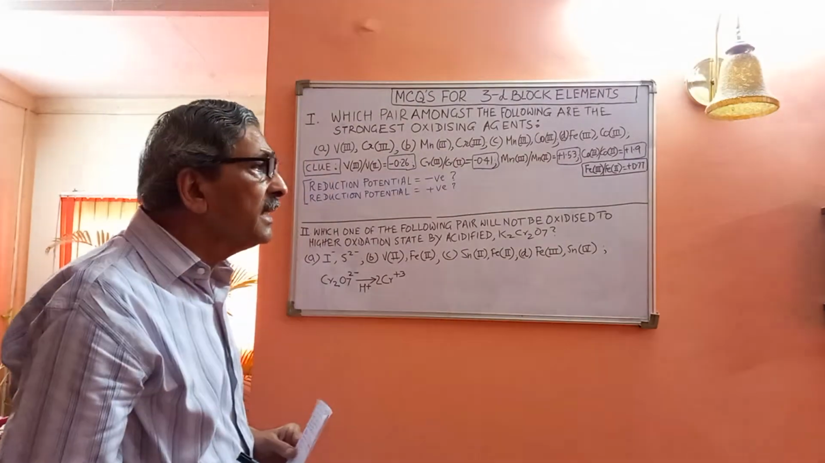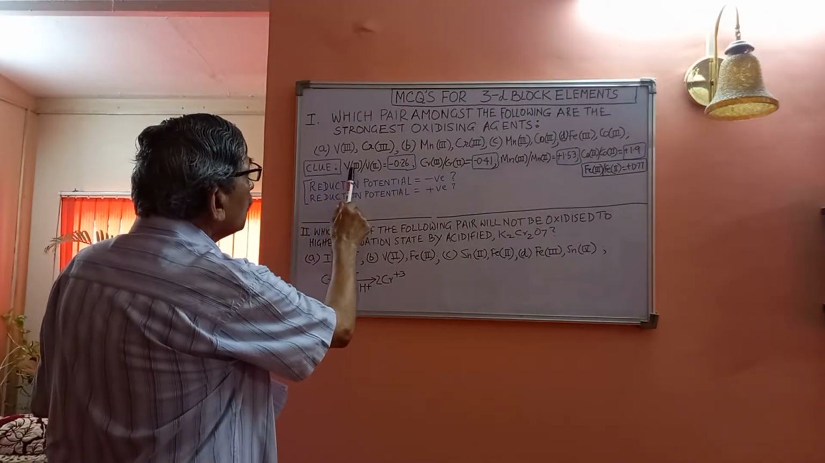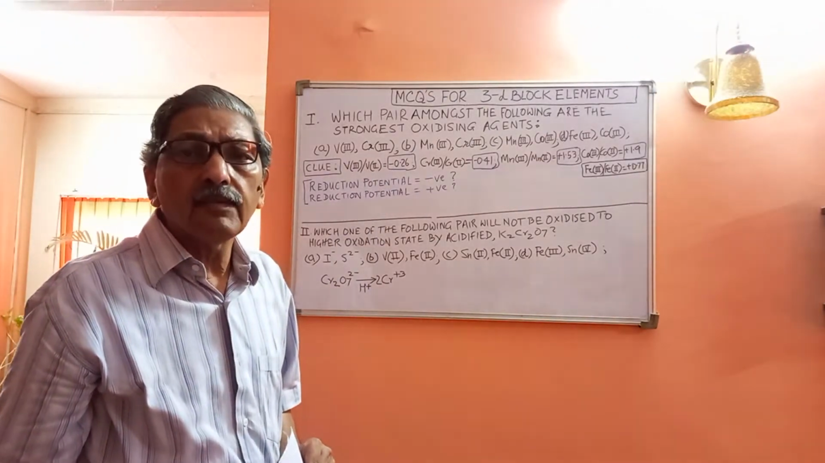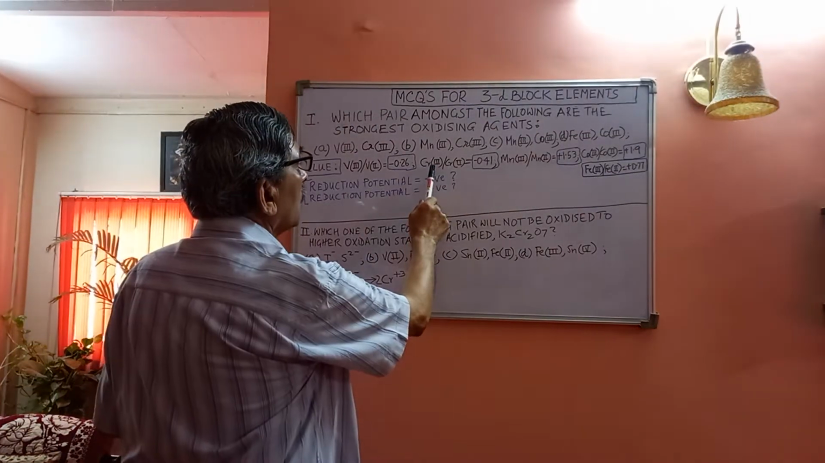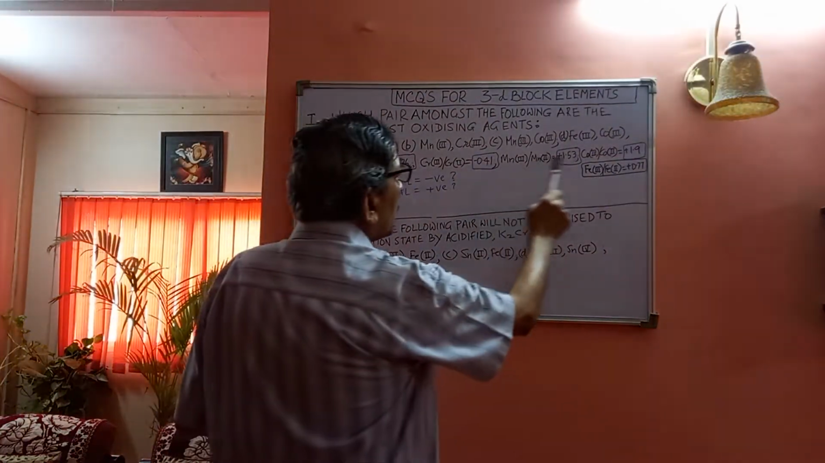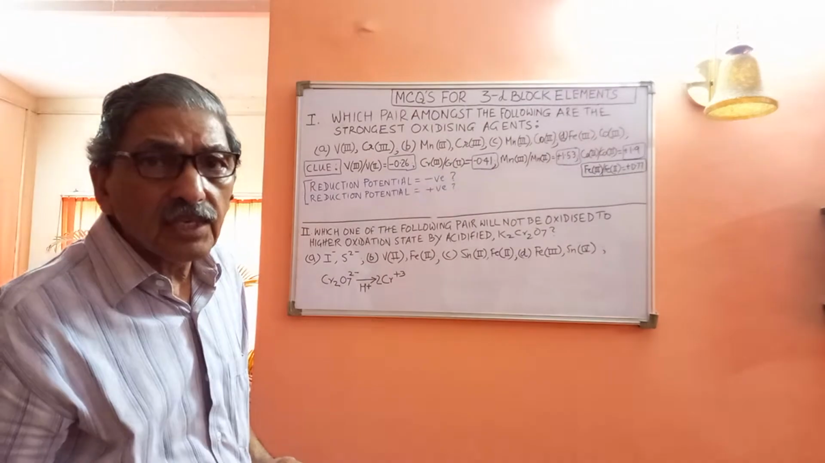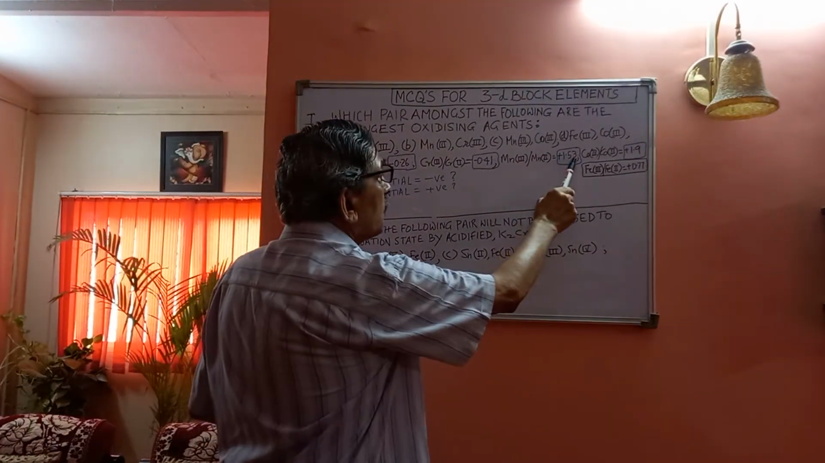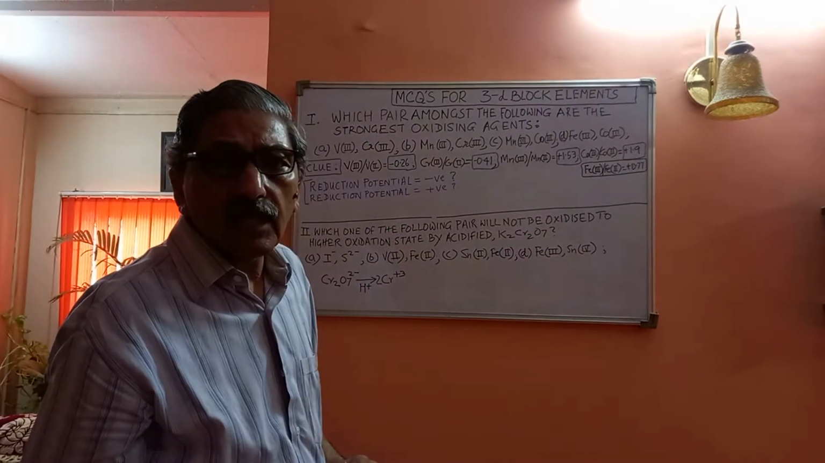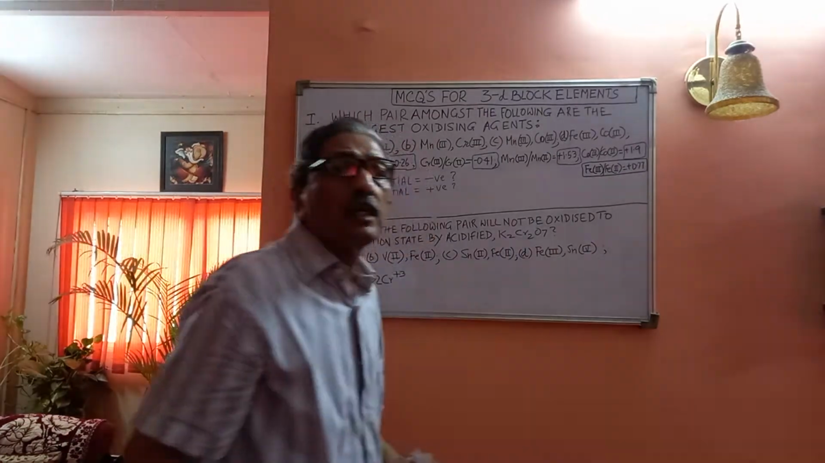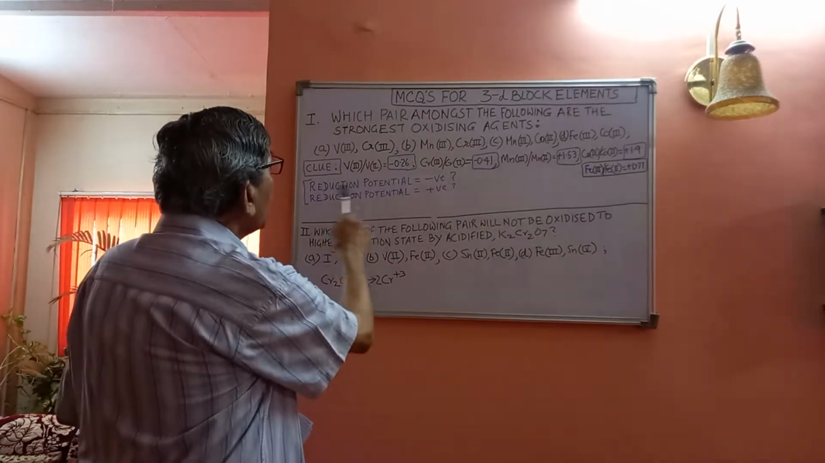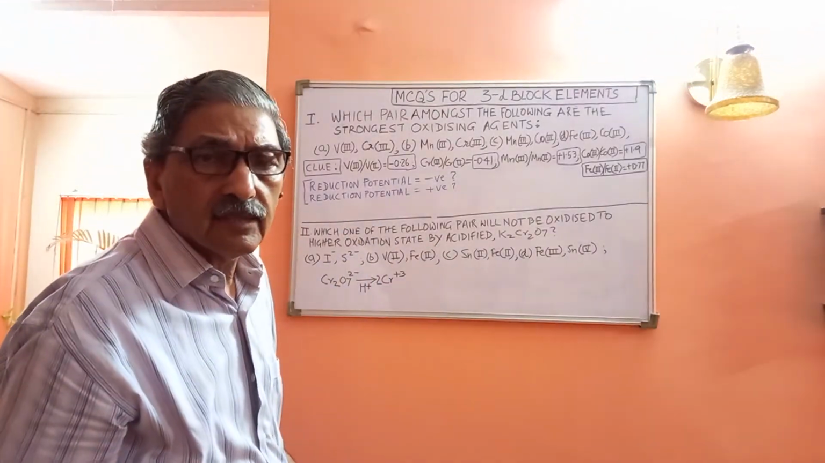Now you see that for vanadium 3/vanadium 2, the reduction potential is negative. Similarly, if you go for chromium 3/chromium 2, the reduction potential is negative. But for the remaining three, that is manganese 3/manganese 2, it is plus 1.53, it is positive. Cobalt 3/cobalt 2 also has a positive reduction potential, and iron 3/iron 2 also has a positive reduction potential. So what is the meaning if a reduction potential is negative?